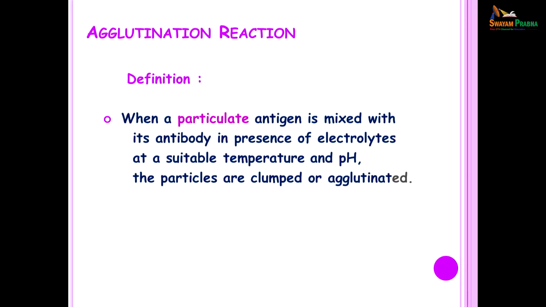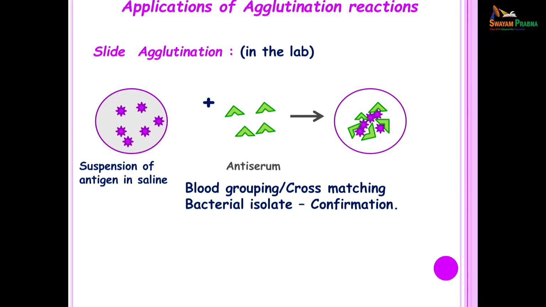What are agglutination reactions? These are reactions when a particulate antigen is mixed with its antibody in the presence of an appropriate electrolyte at a suitable temperature and pH. When this happens, the particles are clumped or agglutinated, which can be seen visibly. Now, what are the applications of agglutination reactions? In the laboratory, we use the slide agglutination test, which confirms the diagnosis of a particular organism.